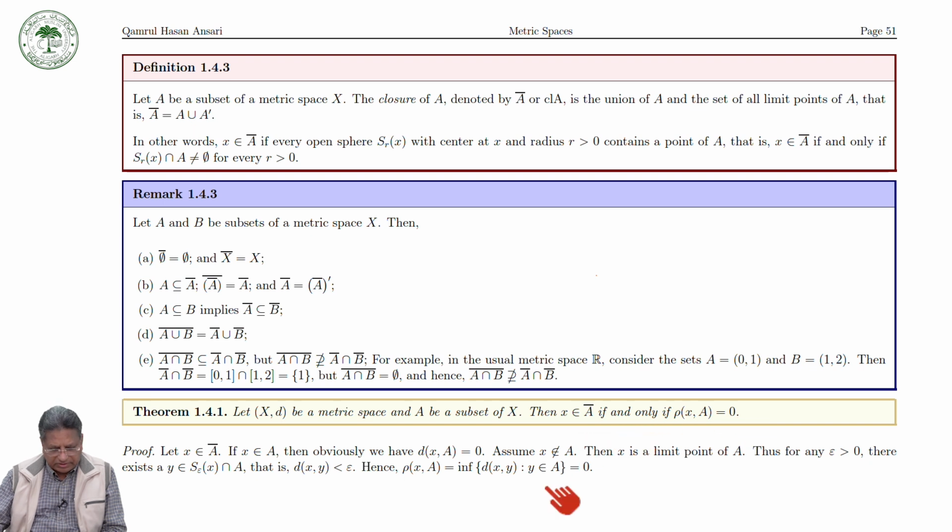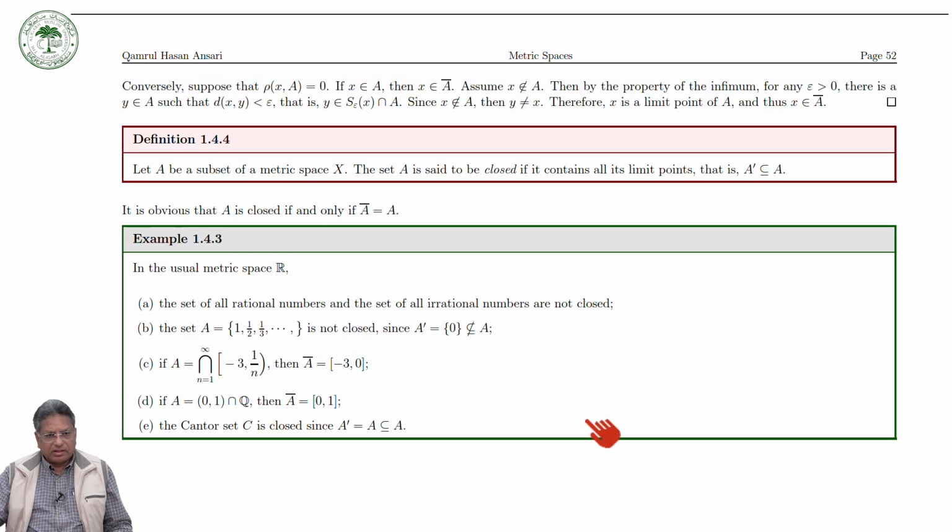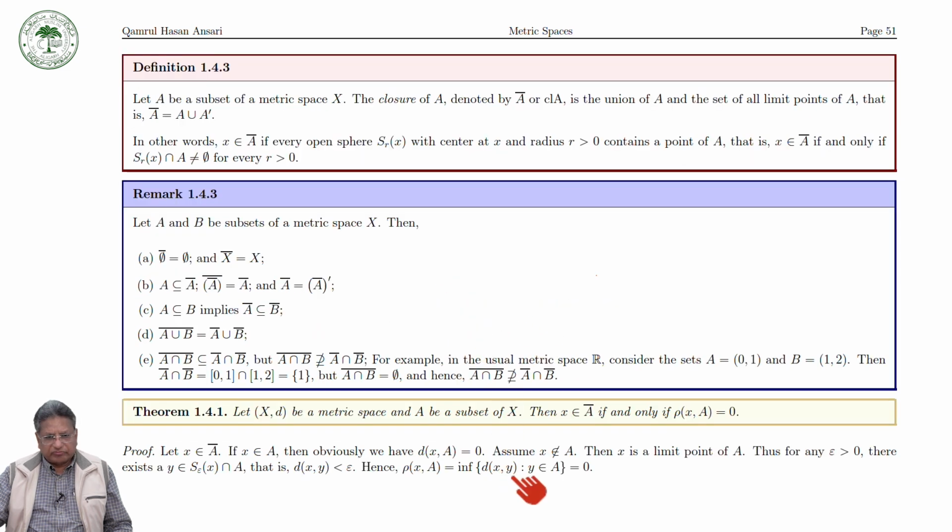So this is very important. As I mentioned, the important thing is that we are considering x in the closure of A, not in A. So here we have proved one direction, and now we prove the other way. The other way means that if this is true, then x lies in the closure of A.